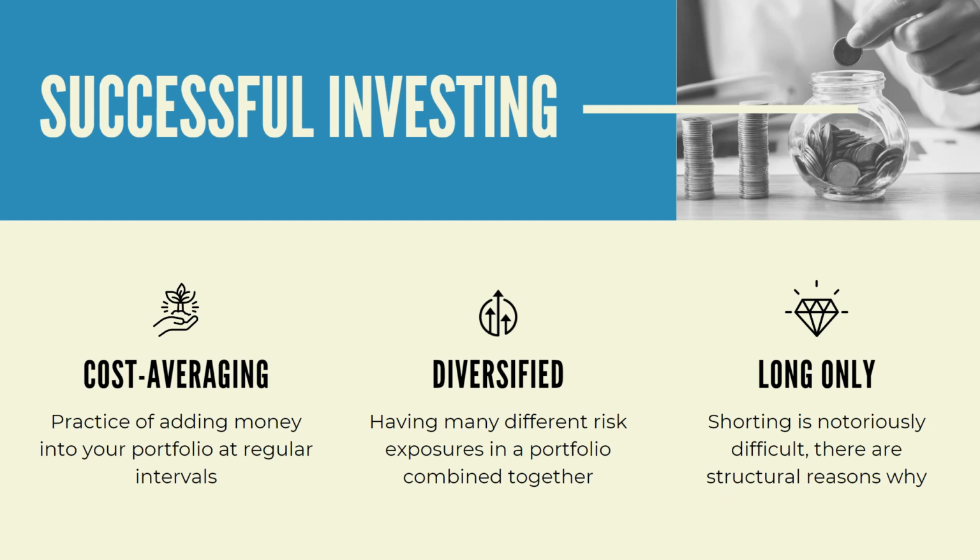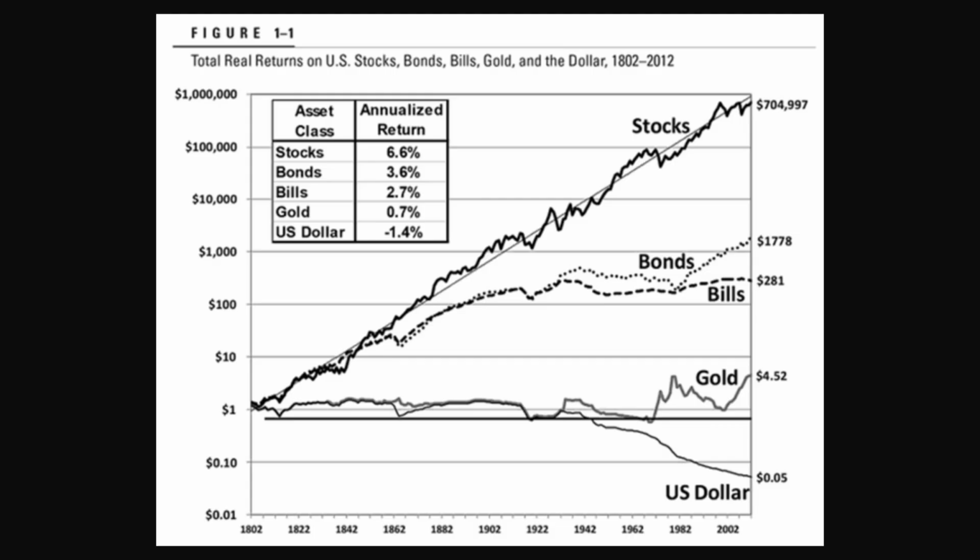Shorting is notoriously difficult, should only really be done in the short to medium term, tactically, with a small amount of funds. All my retirement and personal portfolios are long only, and there's structural reasons why being long only is going to be a lot more likely to be successful. The first reason being that stocks over time are head and shoulders the best performing asset class versus other asset classes like bonds, T-bills, gold. And if you keep your wealth in fiat currency savings, you've always got the wind in your face of inflation, especially these last couple of years.